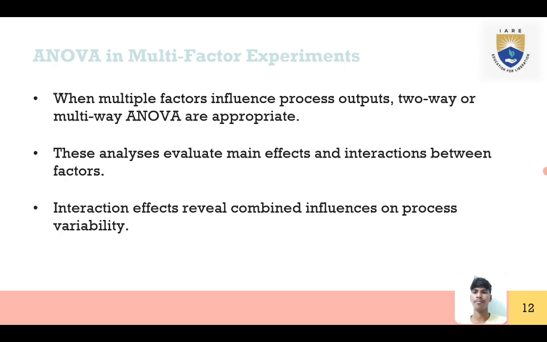ANOVA in multifactor experiments. When multiple factors influence process output, two-way or multi-way ANOVA are appropriate. This analysis evaluates main effects and interactions between factors. Interaction effects reveal combined influences on process variability.